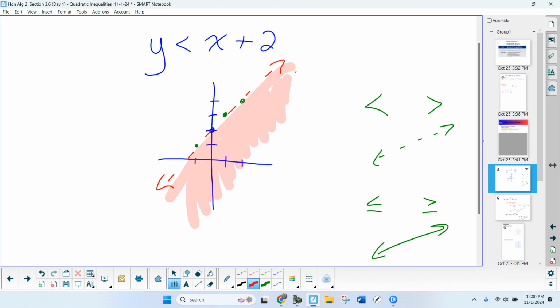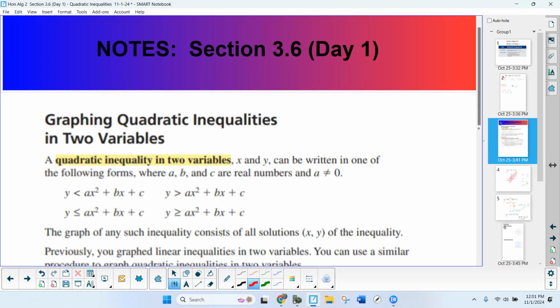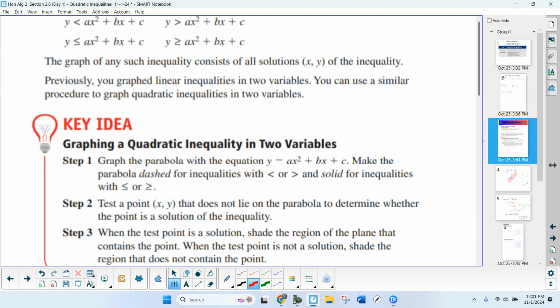Well, now we're not going to graph a line. We're going to graph a U. So you graph your boundary parabola using the methods we've already learned and I just reviewed. If it's less than or greater than, you dash it. If it's less than or equal to or greater than or equal to, you solid. And then you determine which way to shade. So that's what all of this says. Okay? Let's just go ahead and do a problem.